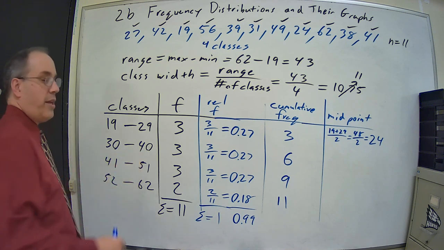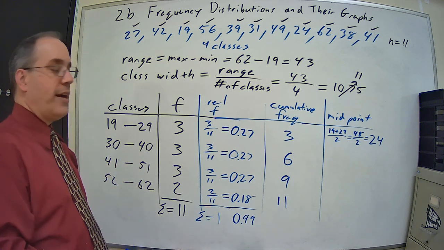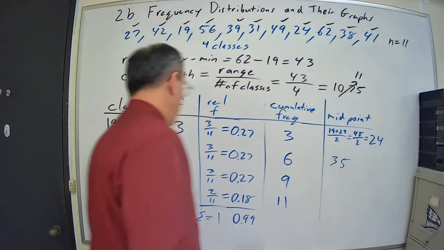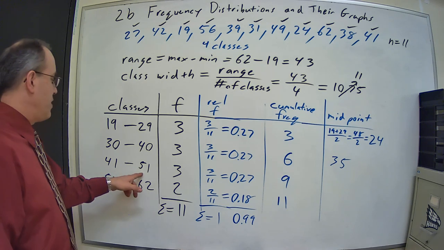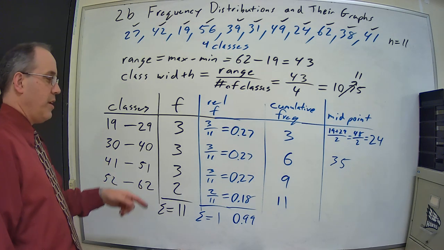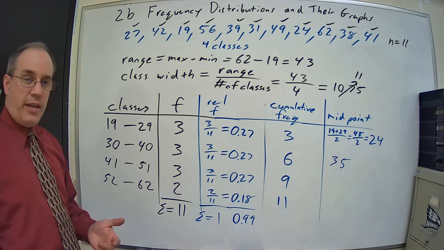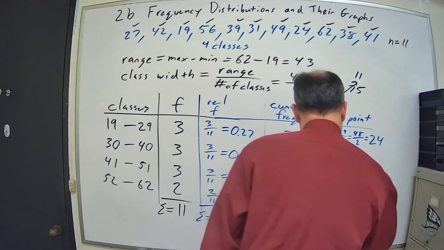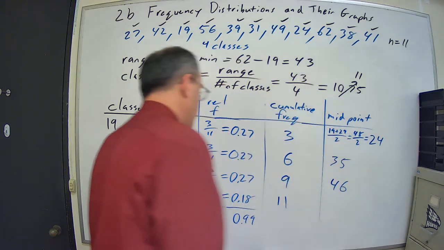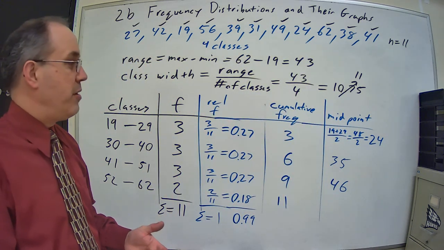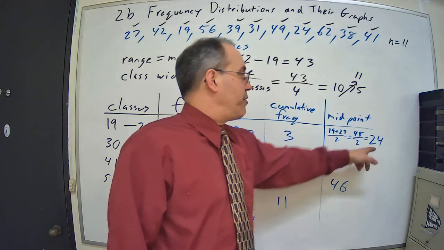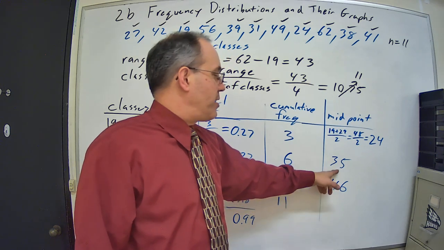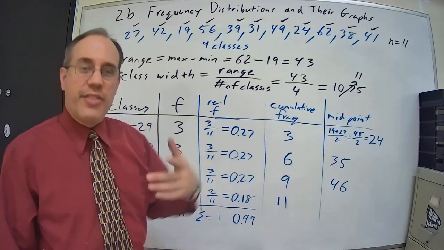30 plus 40 is 70, divided by 2 is 35. 41 plus 51 is 92. 92 divided by 2 is 46. Now you may notice here too, 35 minus 24 is 11. The class width. 46 minus 35 is 11, the class width.